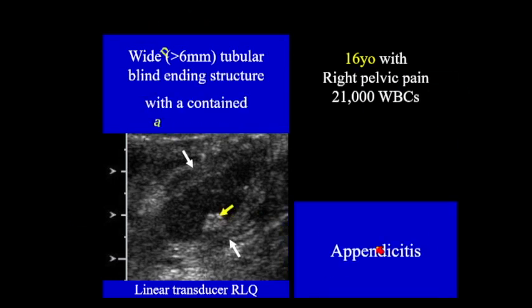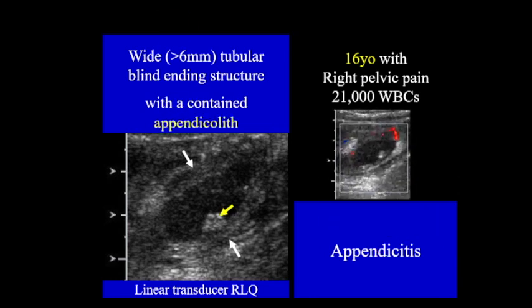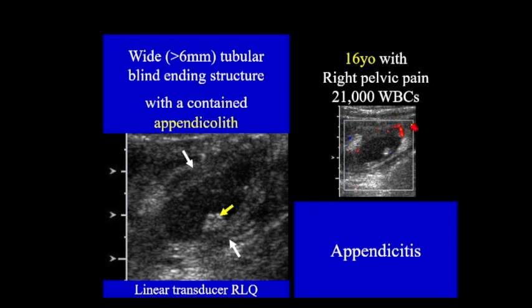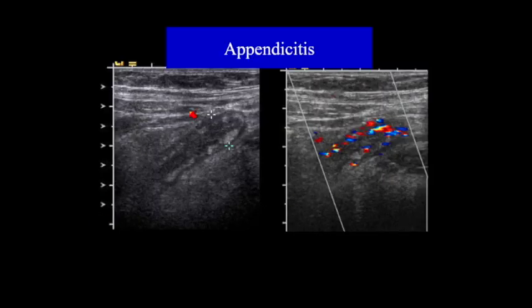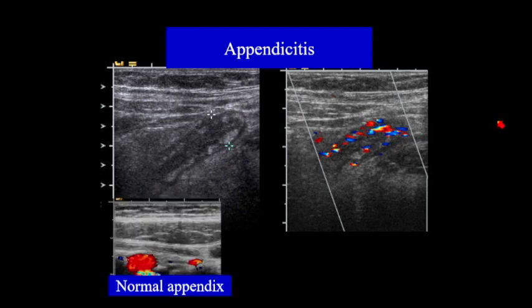And this was appendicitis with an appendicolith coming from above. And this would be use of color around it and some increased fat nearby. And this is just another example of increased fat near an appendix that is tubular, blind-ending, non-compressible, had some increased flow in it.